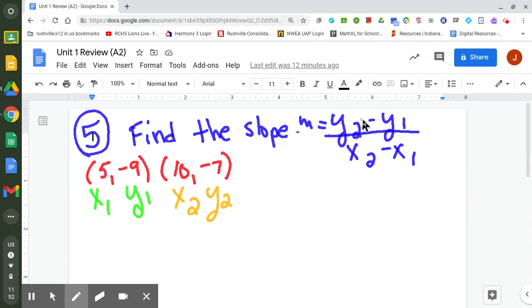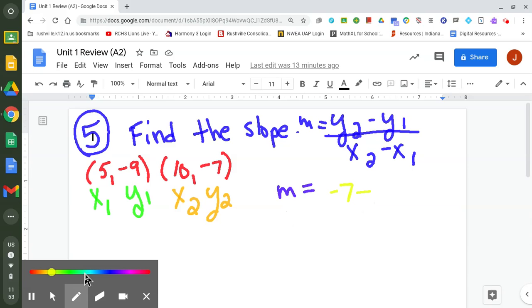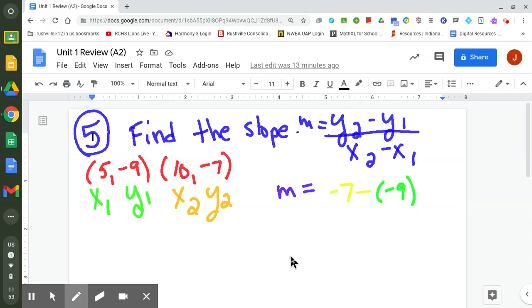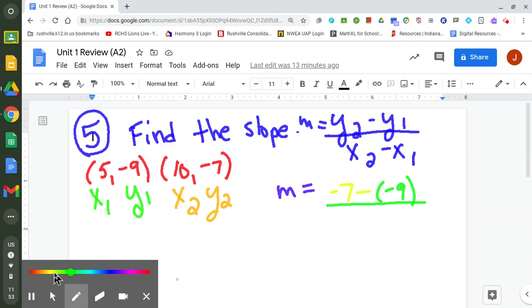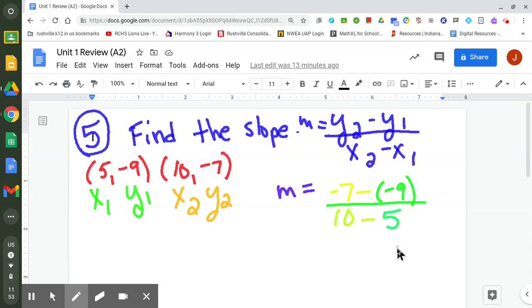So here I've got m equals y2 minus y1 over x2 minus x1. So I'm just going to go down the line here. M equals, okay, my y2 was a negative 7 minus, and my y1 was a negative 9. So I have to put the negative 9 in parentheses and then over. And my x2 was 10 minus, and my x1 is 5.